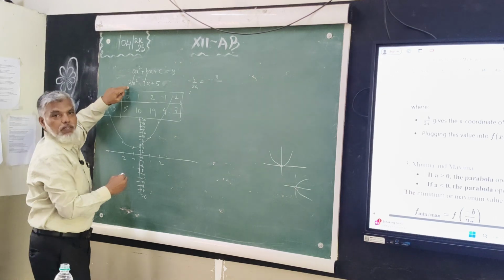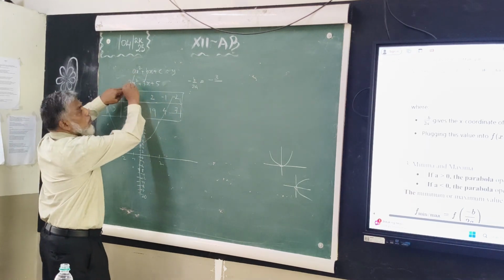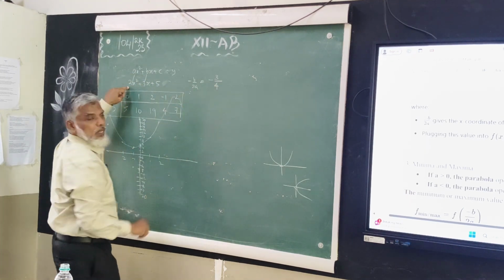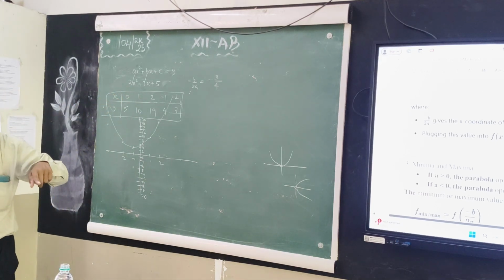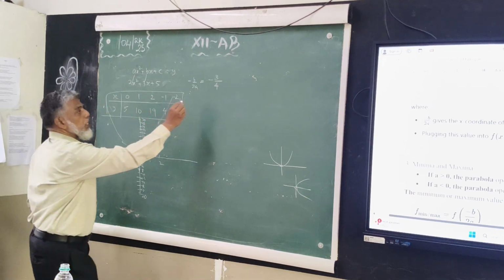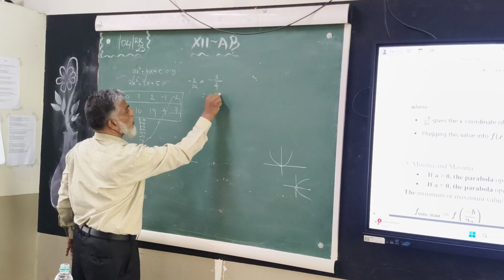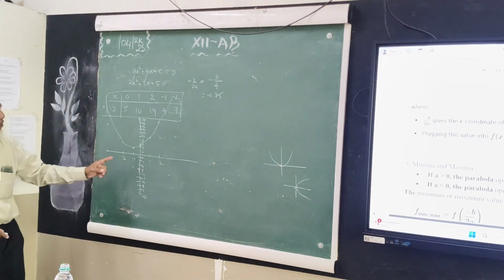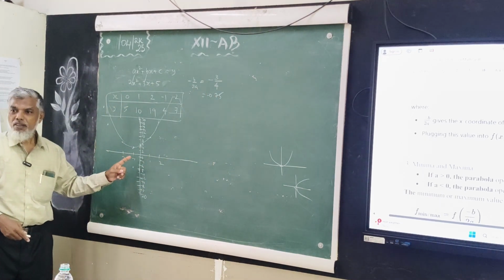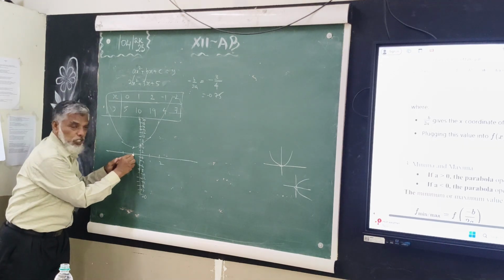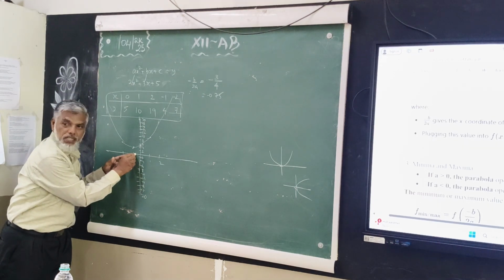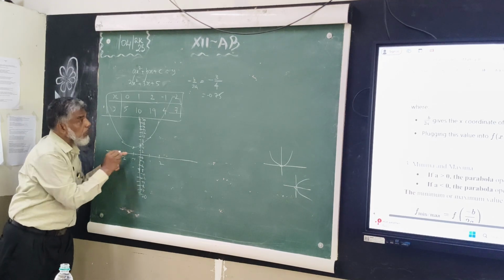What is a? 2. 2 into 2, 4. So minus 3 by 4. Minus 3 by 4 means minus 0.75. Where is minus 0.75? This is minus 0.7, minus 1. So almost here.